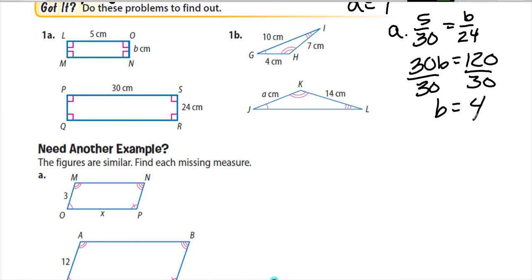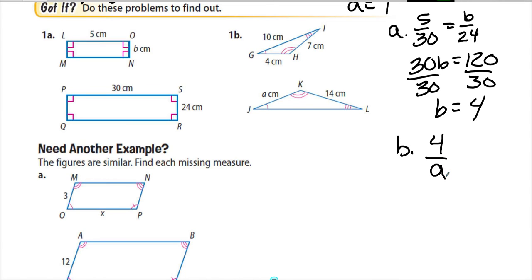Okay, let's look at letter B here. Okay, this one's kind of tricky. So you have the double arc with the single arc. So KJ actually matches with HG. All right, so we'll go 4 with A.